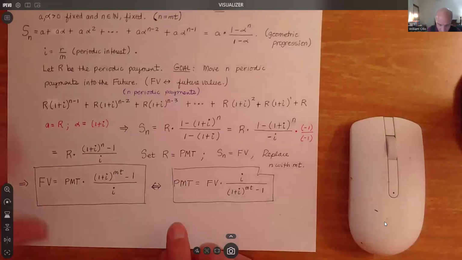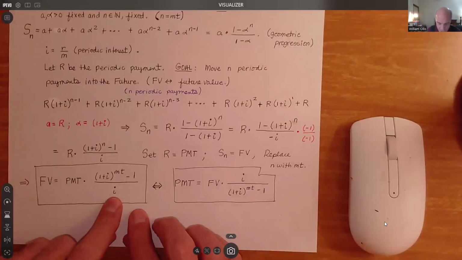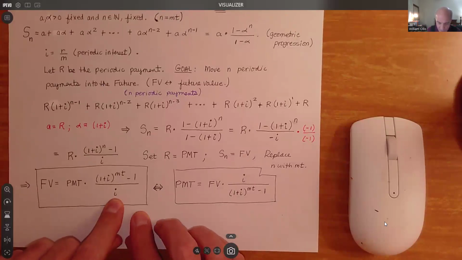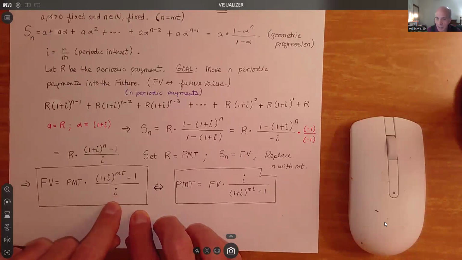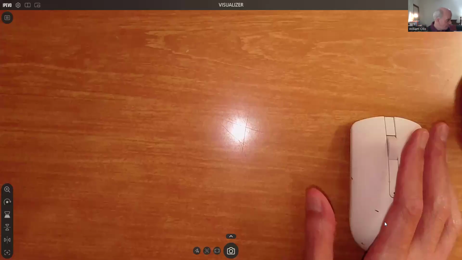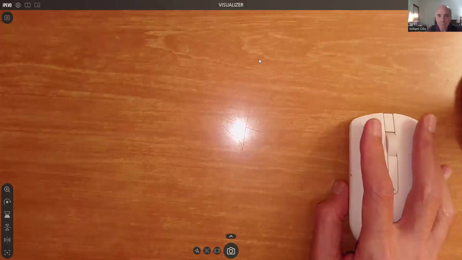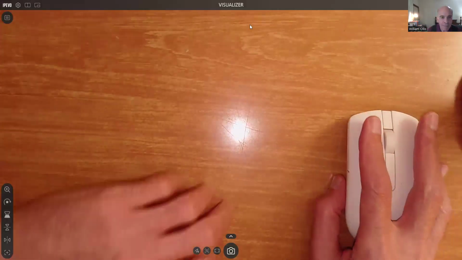Notice we have the periodic interest here. And so it's really important to remember this. If you get sloppy, you'll put the wrong term here. So just remember that as you do these calculations. Not difficult, but it can be an issue. So let's go back to our lecture notes.